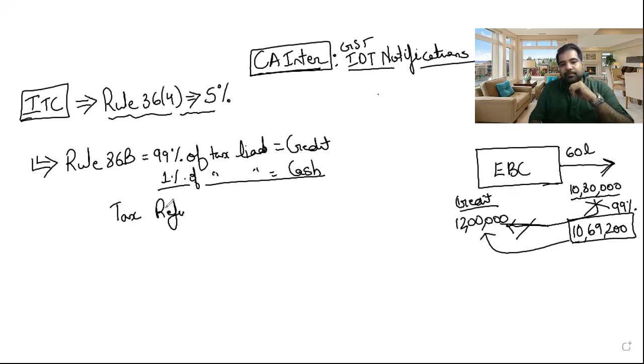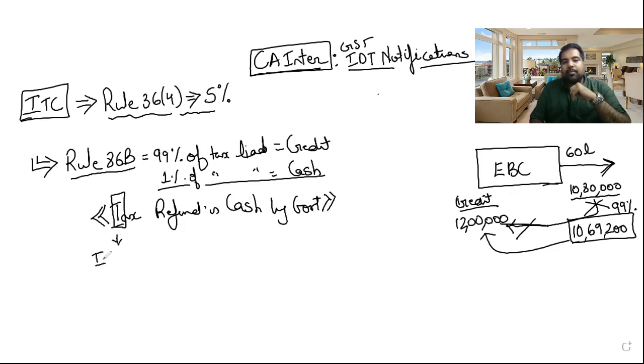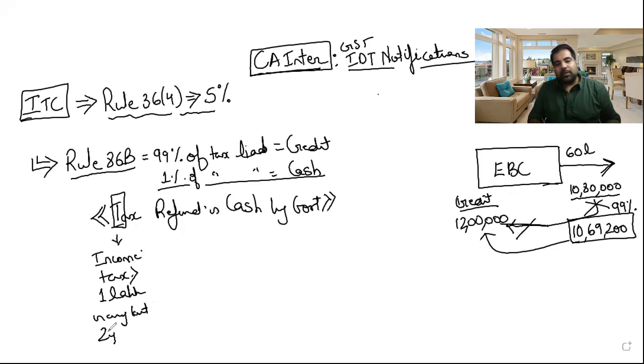Tax refund in cash by the government. This is a shortcut to remember who is not subject to this rule 86B. There are 4 people. 1, tax. Whoever has paid income tax. Yes, you're right, guys. In GST, we're also seeing income tax now. If you paid income tax greater than 1 lakh in any of the last 2 years, that means you're habitually paying to the government a good amount of money. So then you're exempted from this rule.